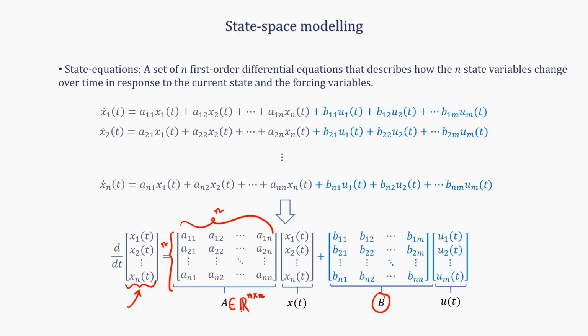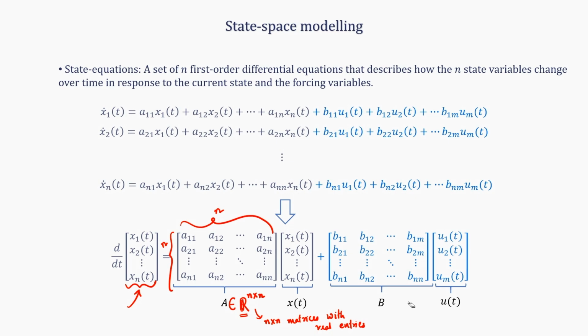So, what is R n cross n? What is this symbol? This is the set of all n cross n matrices with real entries. A is one element. A belongs to that set. Set notation you already know, right? R n cross n means the collection of all the n cross n matrices where we have real entries. Now, this is a very big set, right? A belongs to that set. So, that means A will be a matrix where the entries will be real.